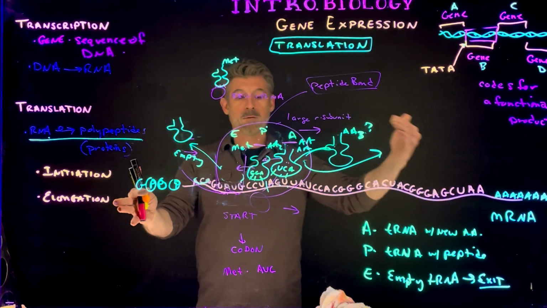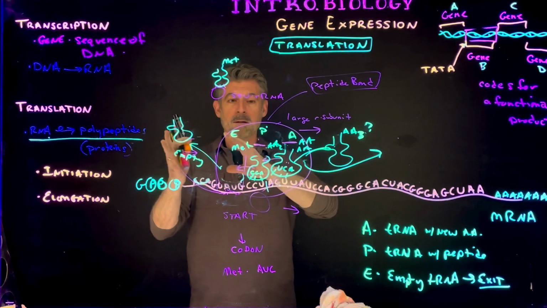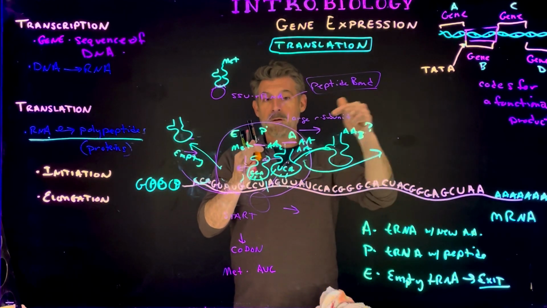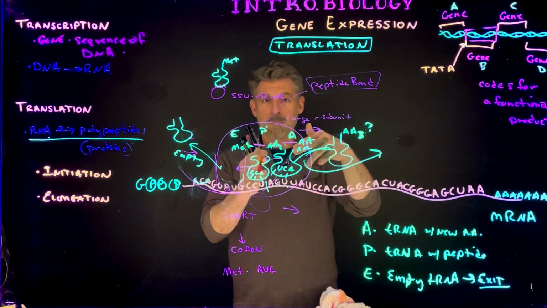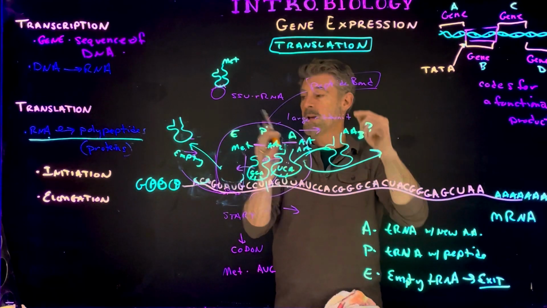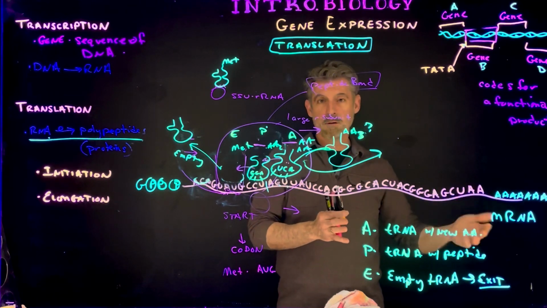Elongation, that's where we get transfer RNAs coming into the A site, peptide bonds forming, the ribosome moves. New transfer RNA with amino acid comes in. If it's correct, peptide bond, ribosome moves. And it's just going to keep repeating the exact same thing over and over again.